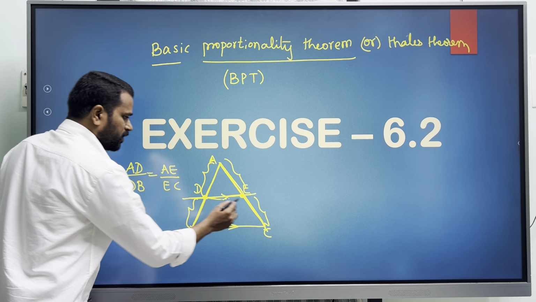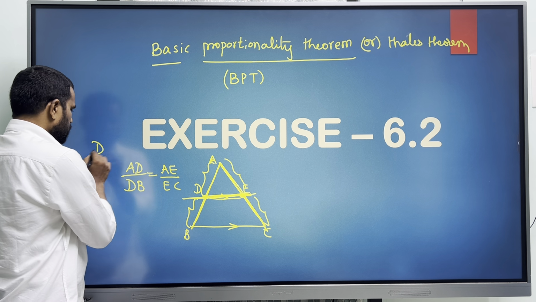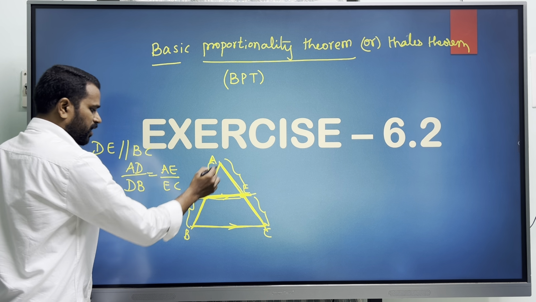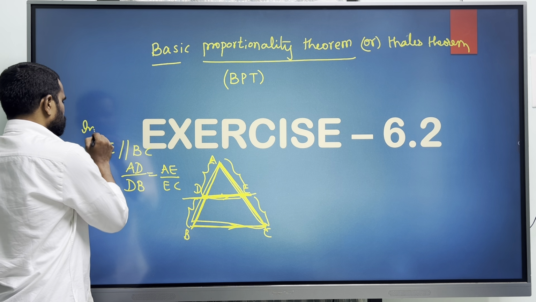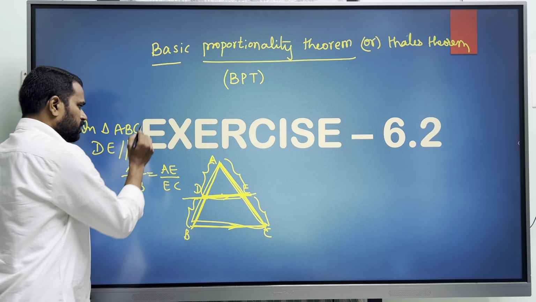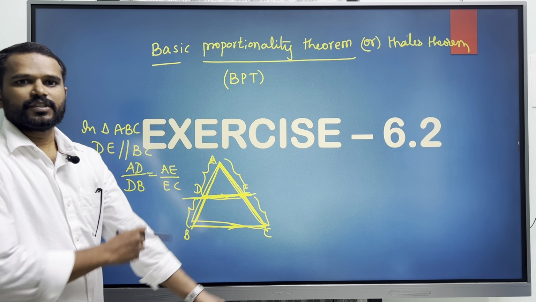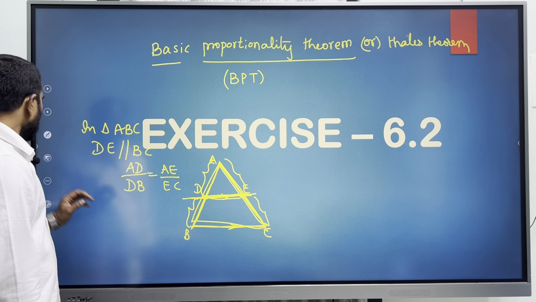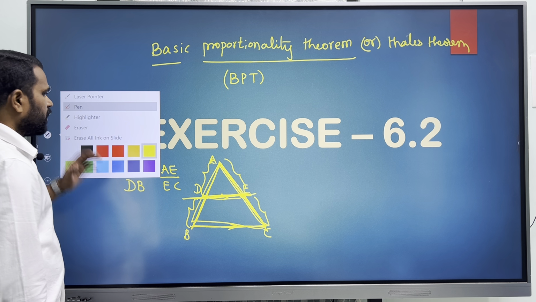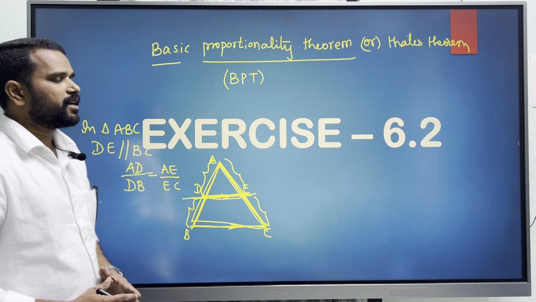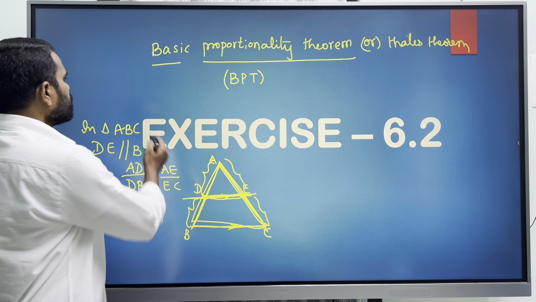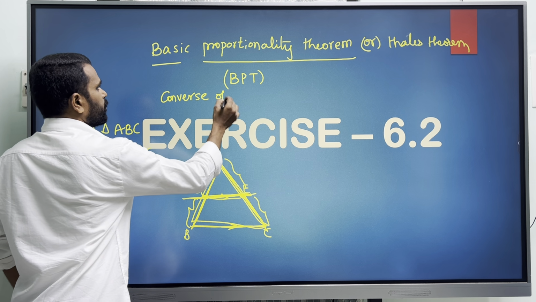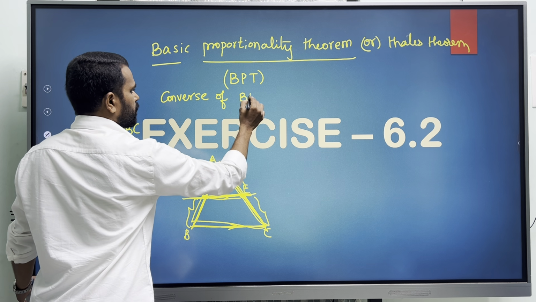So when DE parallel to BC in triangle ABC. Understood? This is how we need to understand. Okay. Now, let us see one more theorem that we are going to use, that is the converse of basic proportionality theorem, that is converse of BPT.